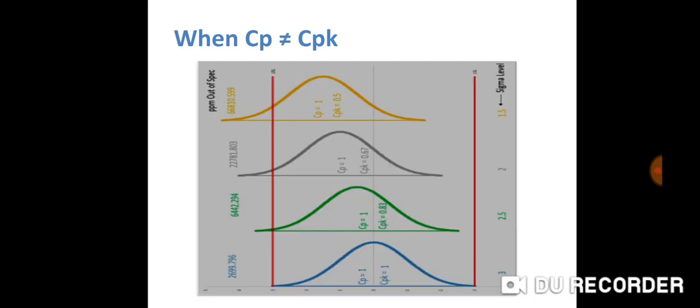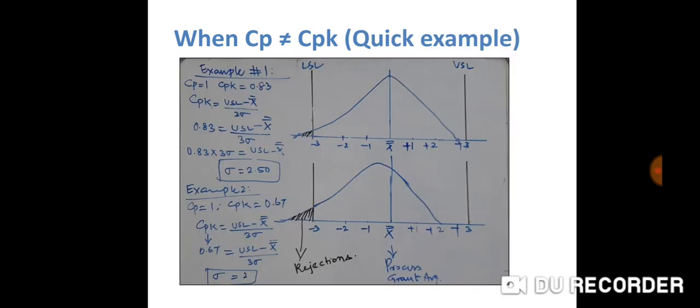Take an example of when Cp is not equal to Cpk. In the second one, Cp equals 1 and Cpk equals 0.83. That means we are using 2.5 sigma. So a few of these sigma values will push towards LSL or USL. In this example, it will push towards USL. We'll see an example as well. So in this example, Cp equals 1 and Cpk equals 0.83.